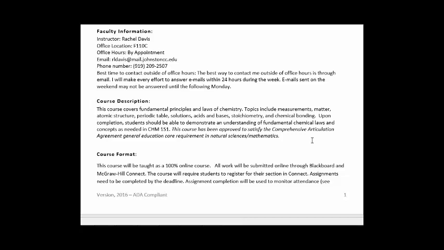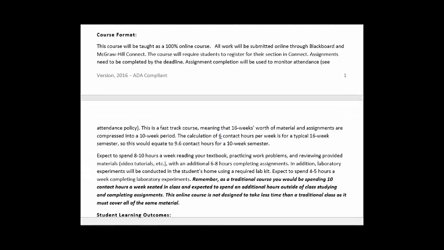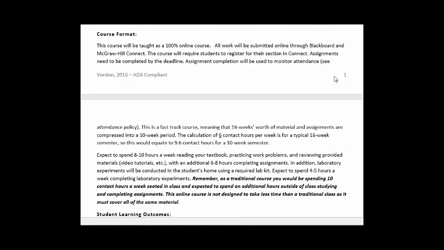So, general course description. This is straight out of the articulation agreement of what they say a General Chemistry 1 class should be. The format: this is a 100% online course. That means all of your work is going to be submitted directly through Blackboard and McGraw-Hill Connect, which is connected to Blackboard. And you are required to register for the correct section in Connect. Assignments need to be completed by the deadline, and assignment completion is used to monitor attendance. We'll look at the attendance policy when we get to that part.